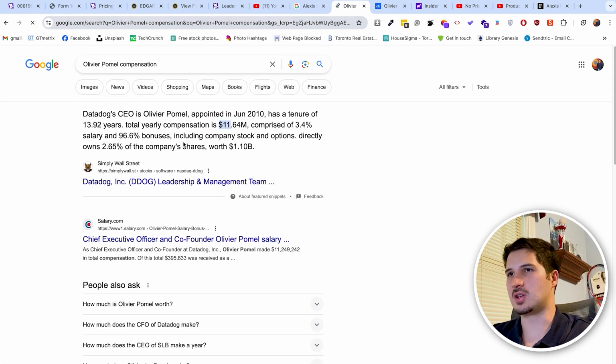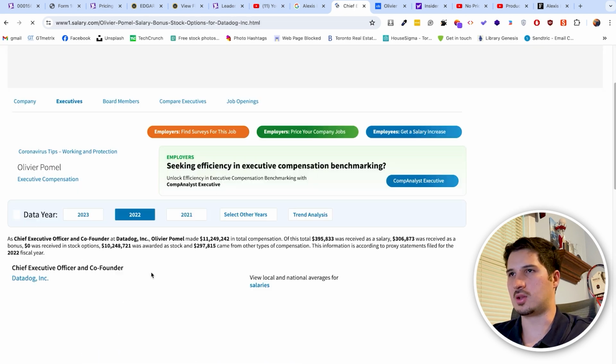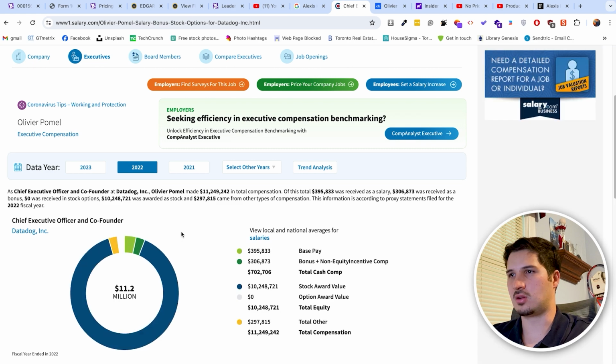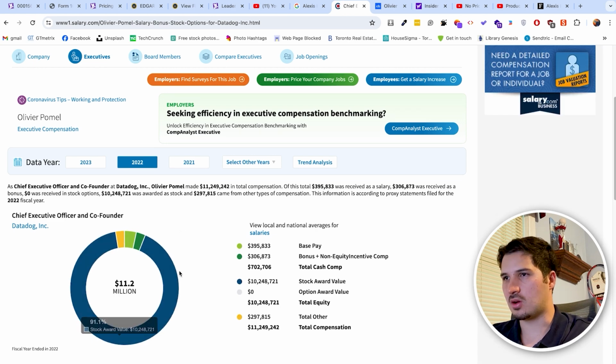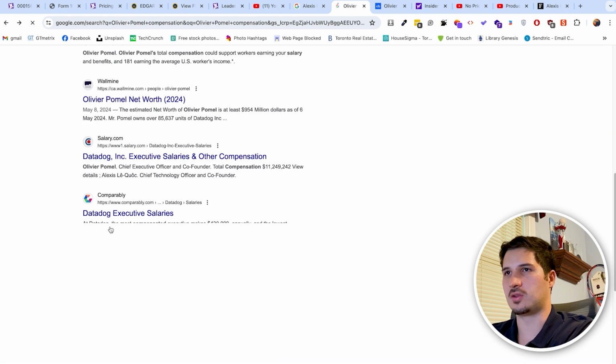Let's look at the compensation. 11 million comprised of 3.4% salary, 96 per. Okay, that's great, including companies directly owns. So he's paid in shares a lot. I wonder what the compensation is based on. So this blue is stock award value, but what does that mean? That's what we need to figure out.